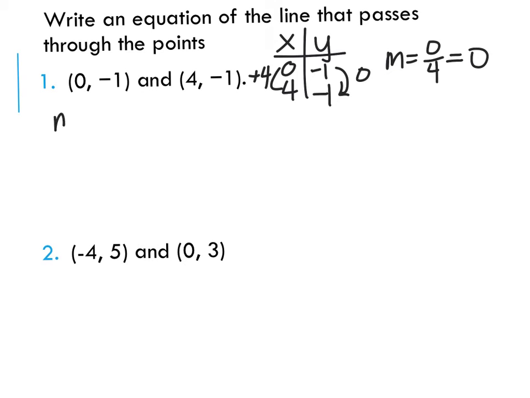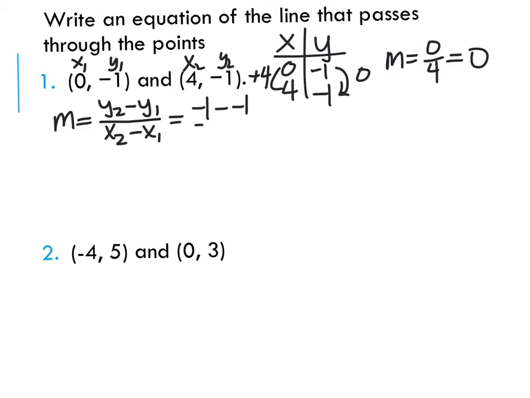Or I can remember my slope formula, the y2 minus y1 over x2 minus x1. And so my x1, y1, x2, y2, and I'd plug it in, -1 minus -1. Be really careful that you get both of those negative signs in. And 4 minus 0. Again, we get 0 over 4, which is 0. You do not need to be doing both ways. Hopefully by now you have made a decision on what way is better for you, and you want to stick with that method. Either way, we get a slope of 0, and now the y-intercept.